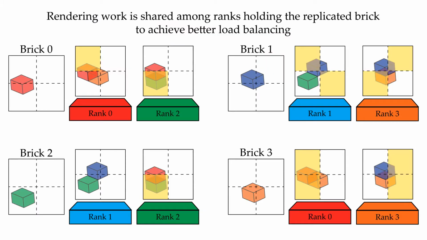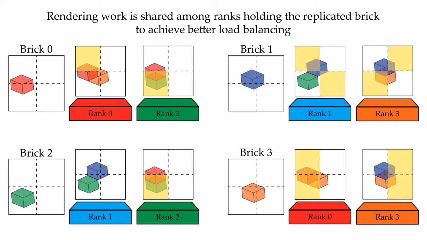However, the actual rendering workload for a brick is distributed image parallel among those ranks sharing the brick. For example, brick 0 is rendered by both ranks 0 and 2 for the upper left and lower left tiles respectively, highlighted here. The rendering work for bricks 1 and 3 is distributed similarly.